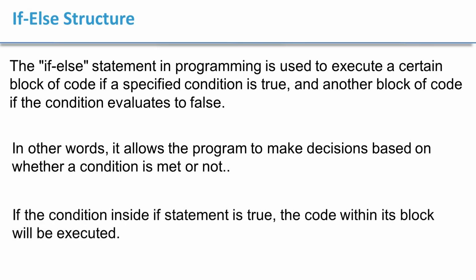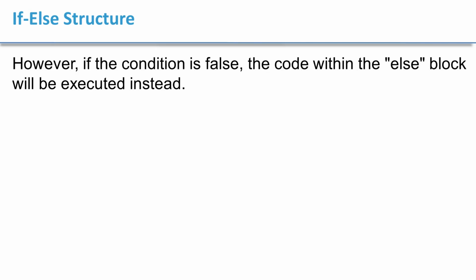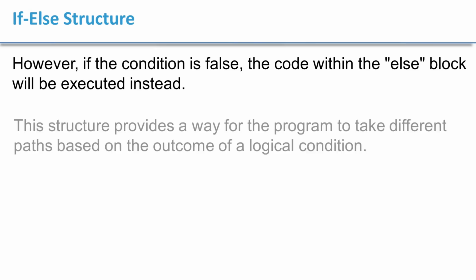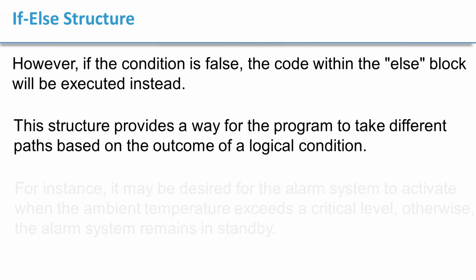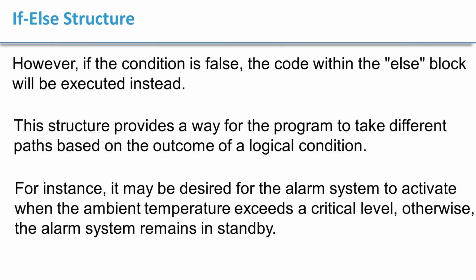If the condition inside the if statement is true, the code within its block will be executed. However, if the condition is false, the code within the else block will be executed instead. This structure provides a way for the program to take different paths based on the outcome of a logical condition. For instance, it may be desired for the alarm system to activate when the ambient temperature exceeds a critical level, otherwise, the alarm system remains in standby.